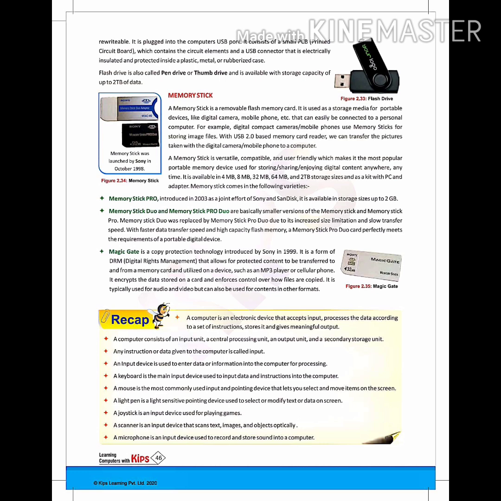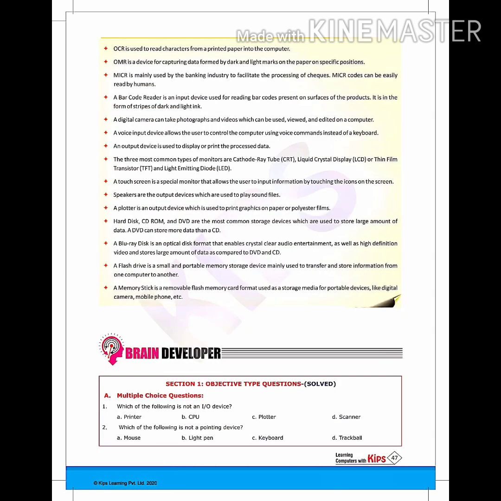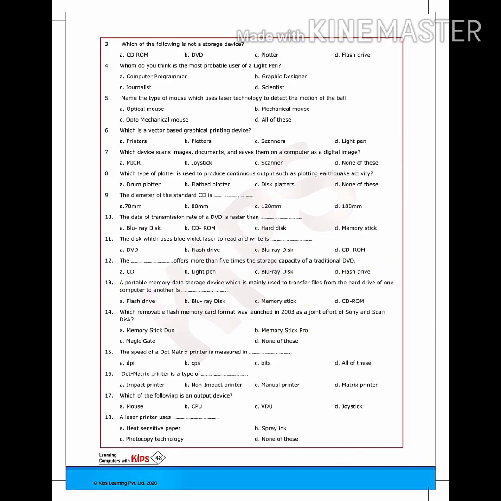Memory sticks come in the following varieties: Memory Stick Pro, Memory Stick Duo, and Memory Stick Pro Duo. And MagicGate is a copy protection technology introduced by Sony in 1999. It is a form of DRM, digital rights management, that allows protected content to be transferred to and from a memory card. This is all about lesson number 2.